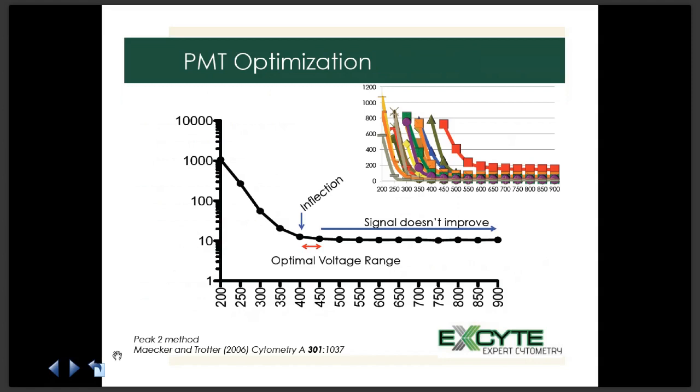Now, if you have a BD machine, they do their CS&T, and that will calculate that. But if you have a non-BD machine, or you're like me and want a second method to validate that, I only use CS&T as a useful tool for quality control tracking, because it's measuring consistency over time relative to itself. We optimize our PMTs using this method, the Peak 2 method.